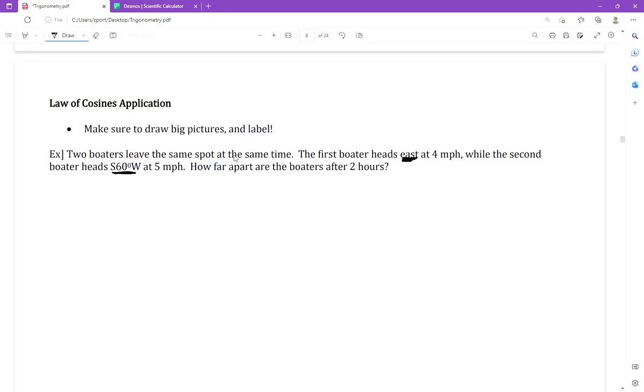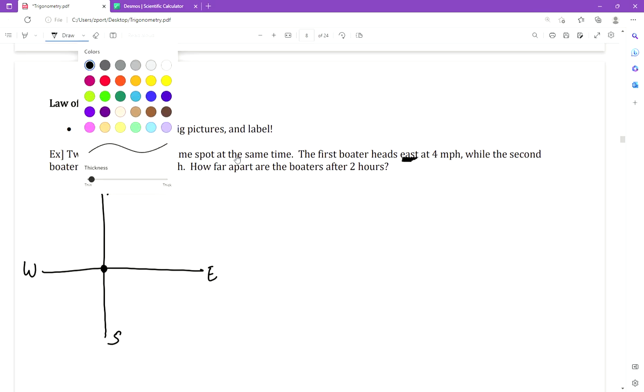All right, so because I see compass directions, I'm going to draw a nice big northeast southwest axis, or never eat soggy waffles, or never eat sour watermelon, northeast southwest. And then we'll go from here. So it says two boaters leave the same spot at the same time. So let's have them both be at the origin of this at the same time before they leave.